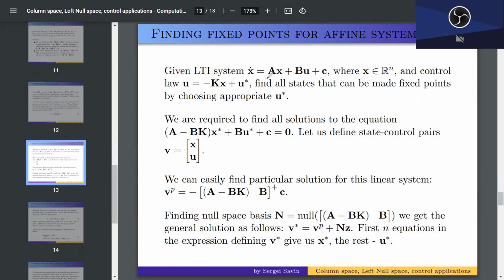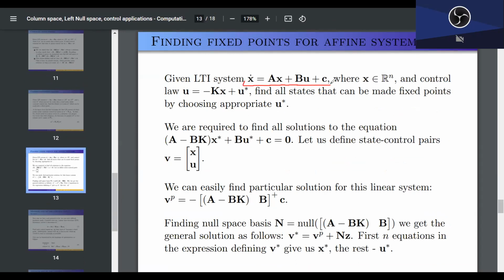So given the same system again, but now with C and linear control law, affine control law actually, find all states that can be made into a fixed point by choosing appropriate U star. This is similar to the first question, except we have C now here, and we have a linear part of the control law.